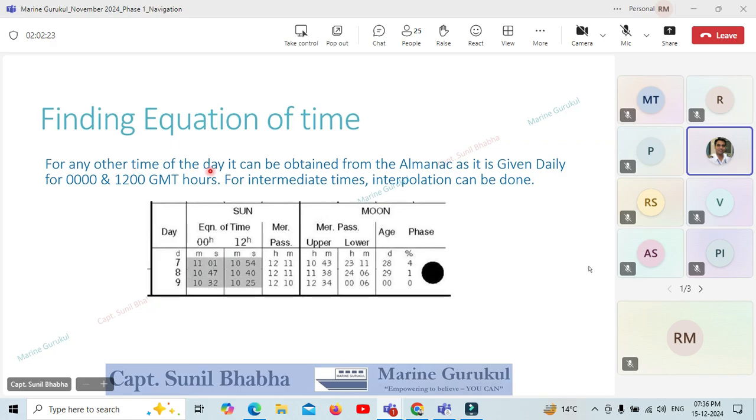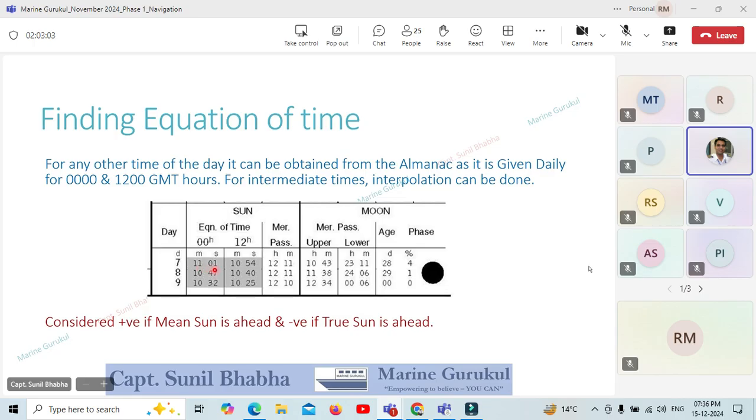Now for any other time of the day other than the meridian passage time, it can be obtained from the almanac as it is given on the daily page for 0000 hours and 1200 GMT hours. If you see at the bottom of the right side page of the almanac, under the column of the sun, you will see the value of the equation of time given for 00 hours and 12 hours at Greenwich in GMT.